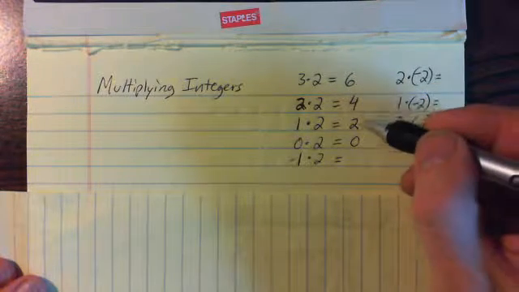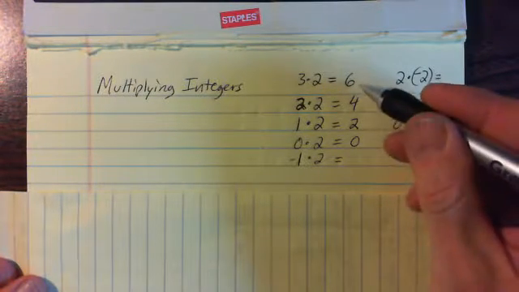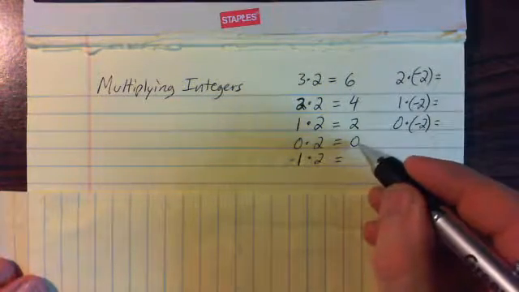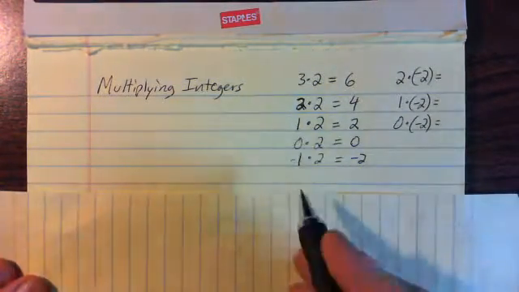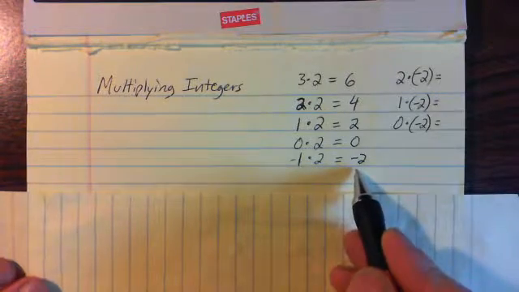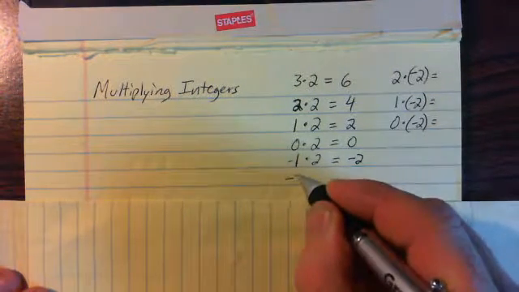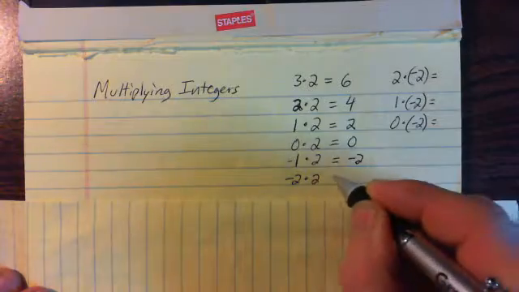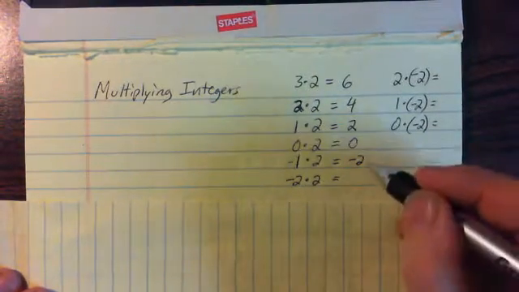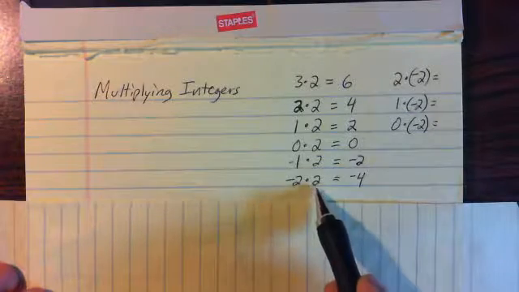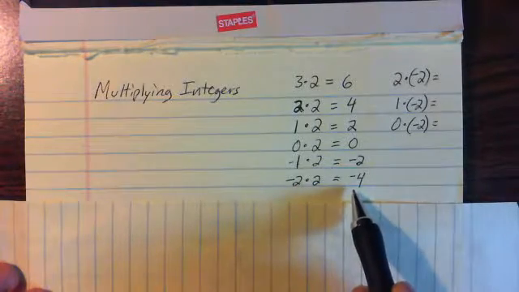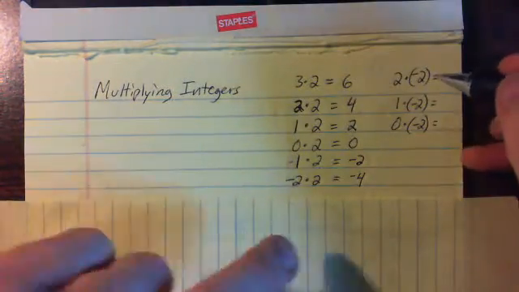Well, what does this pattern show? 6, 4, 2, 0. We're dropping down by 2. If you drop down 2 from 0, you get to negative 2. Okay, so negative 1 times 2 must be negative 2. Same way, negative 2 times 2, well, drop down another 2, you get to negative 4. So a negative times a positive, you can see, is a negative.